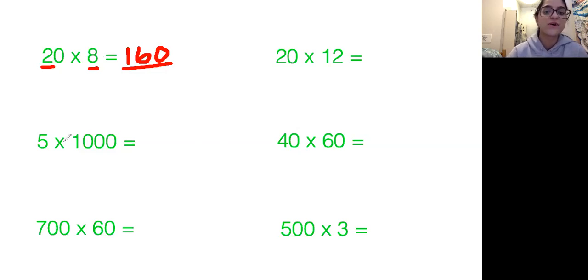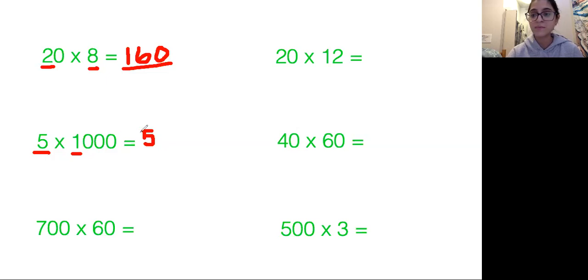Okay, so the next example here is 5 times 1,000. Again, you ignore the zeros and you look at the 5 and you look at the 1. So you look at all the numbers apart from the zeros, and you see 5 times 1. And what's your answer? 5 times 1 is 5. Very simple.